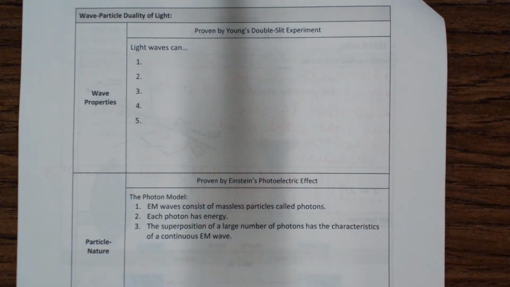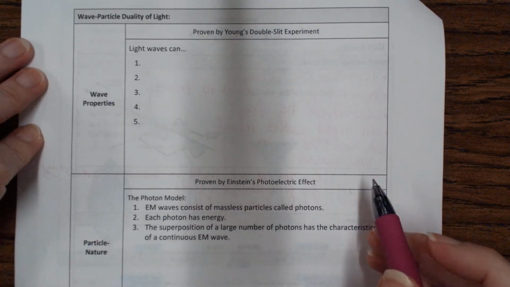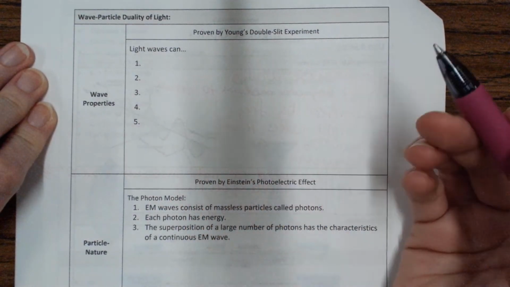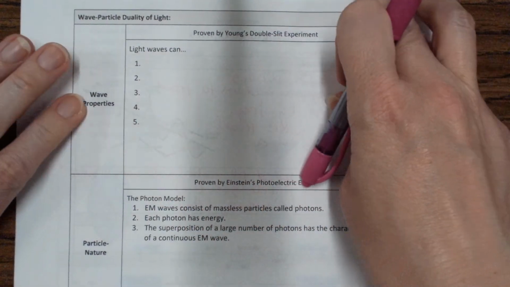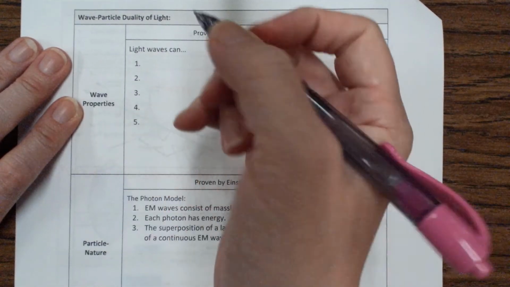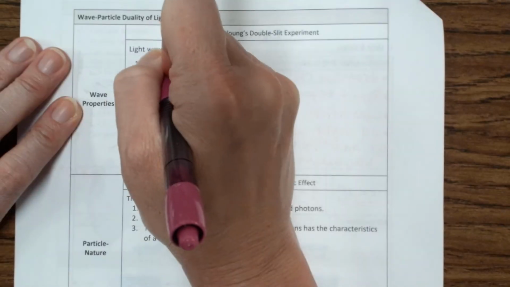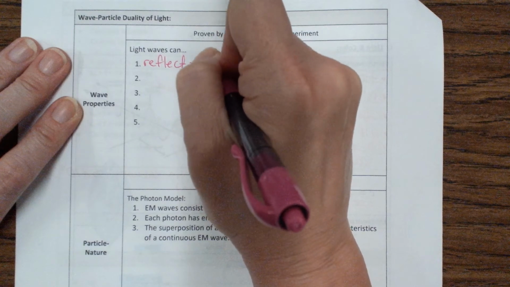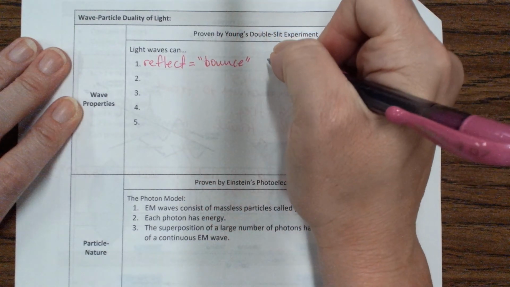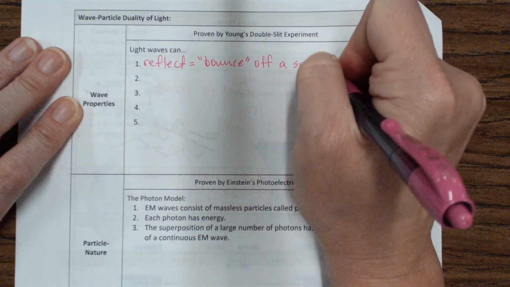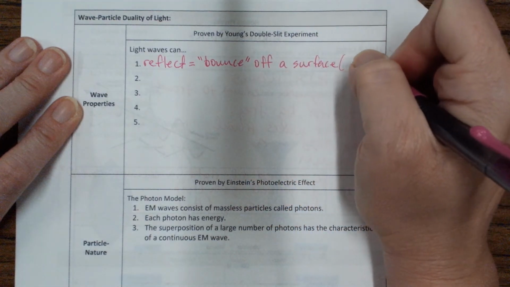Okay, so the wave particle duality nature of light, basically, we're not going to worry about what the double slit experiment is, but when this guy did the double slit experiment, what he found out is light waves can do these 5 things. They can reflect, which means they can bounce off a surface. So like mirrors.